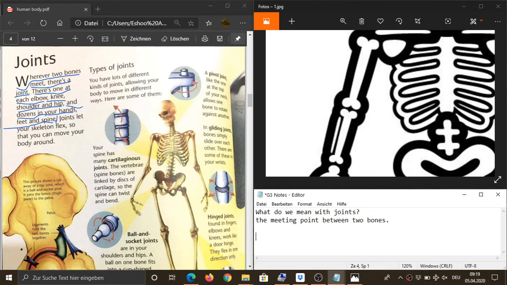So you have one bone and the other one. Let's look at this one. That's one, and this is the other one. Where they meet is here, so this is called the joint. Write this one. You have time to write that one.